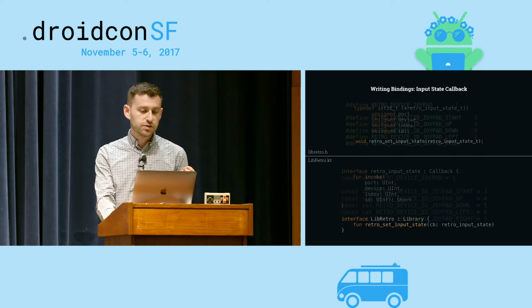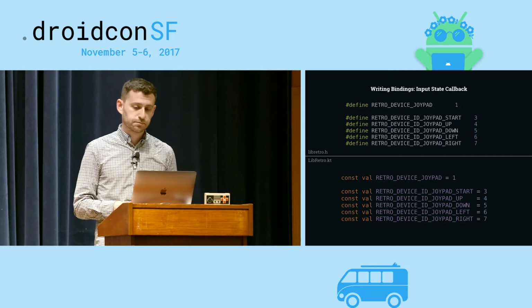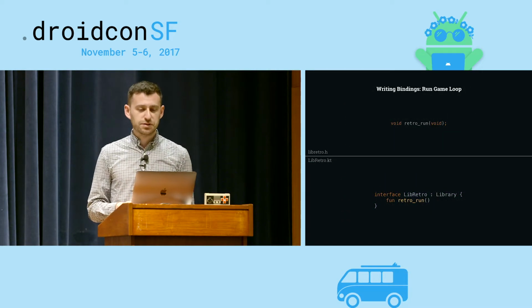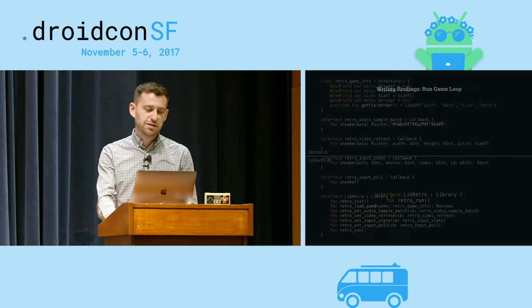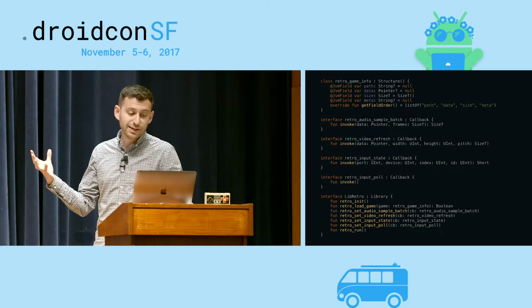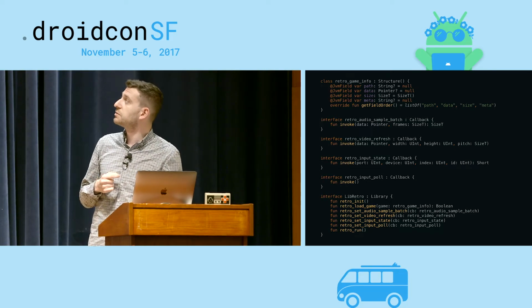For input, we also need a few constants, so we can define them just like this. Finally, we have the method that actually runs the game loop. Nothing fancy here. So a quick review. Here's everything that we have so far, and we can see that things are starting to come together, and it also fits all pretty nicely on one slide, which is nice.